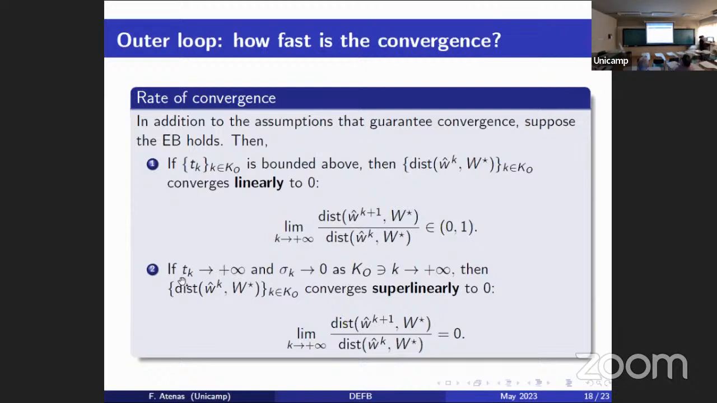But this is, let's say, the extra feature. If we think of taking the step sizes going to plus infinity, right? Increasing them, but also the sigma k, which was the parameter of the acceptance set, the relative error condition, right? If that goes to 0, meaning that we are asking for more accuracy, then the method converges superlinearly, right? So we have linear convergence and superlinear convergence for the outer loop.